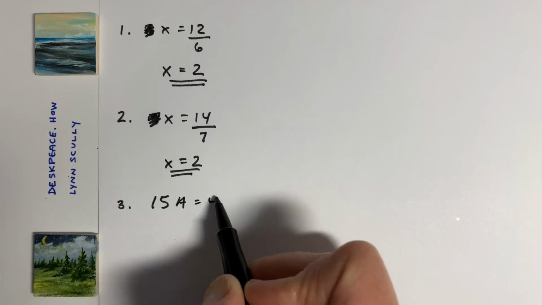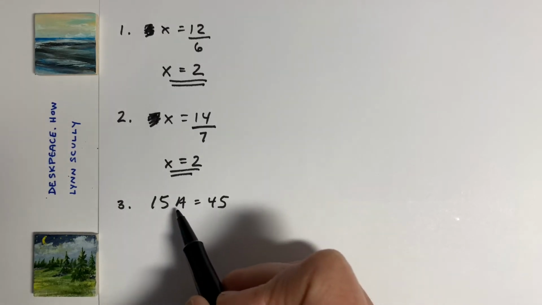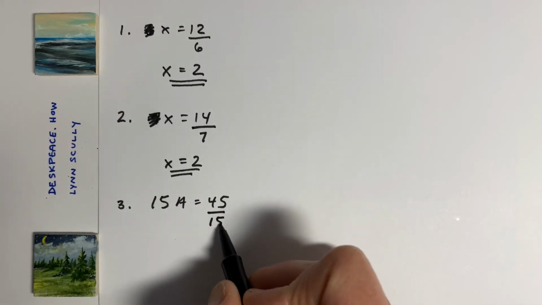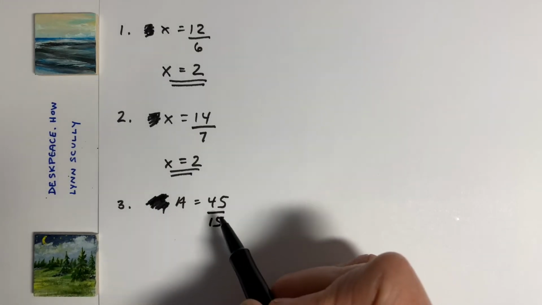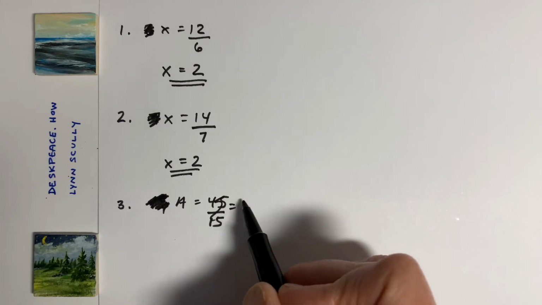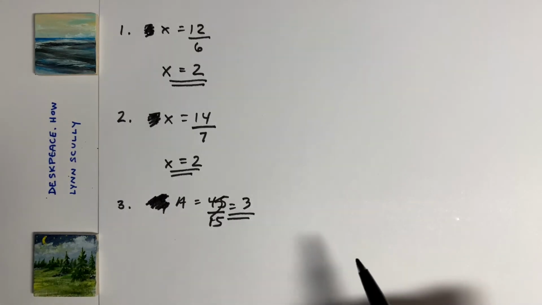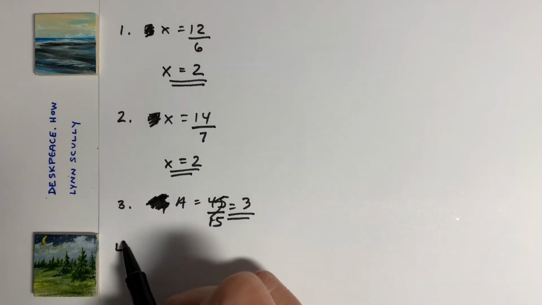Number 3. 15a equals 45. 15 is attached by multiply. Move it by divide to the other side of the equal sign and eliminate it after you've moved it. 45 over 15 is 3. A is 3. Number 4.